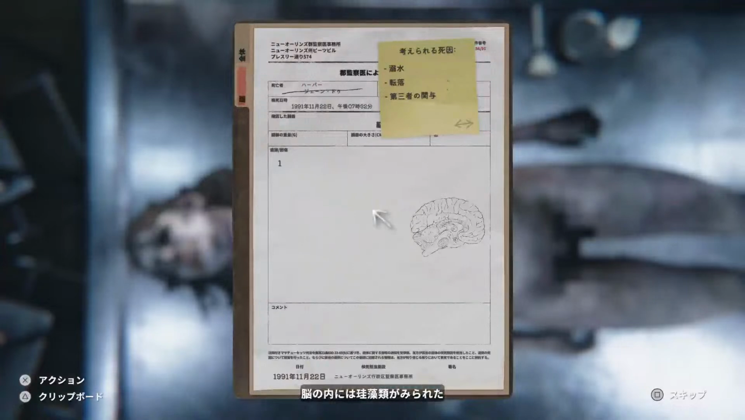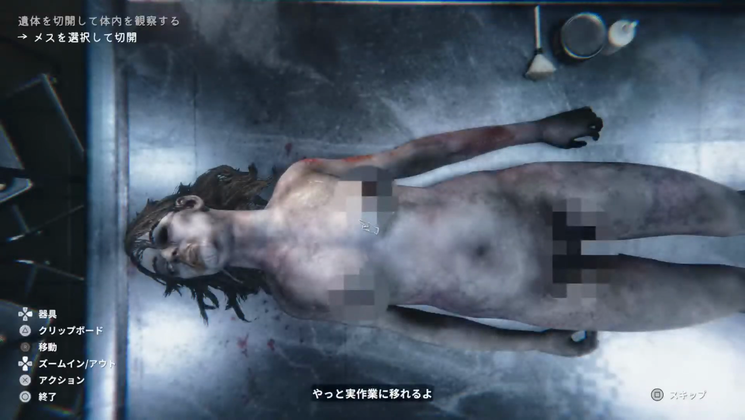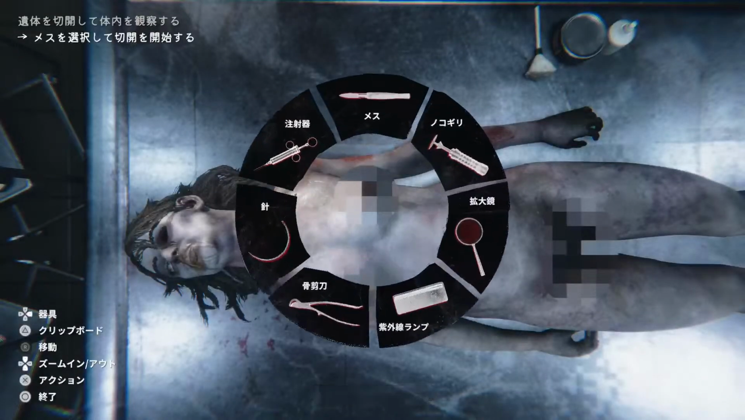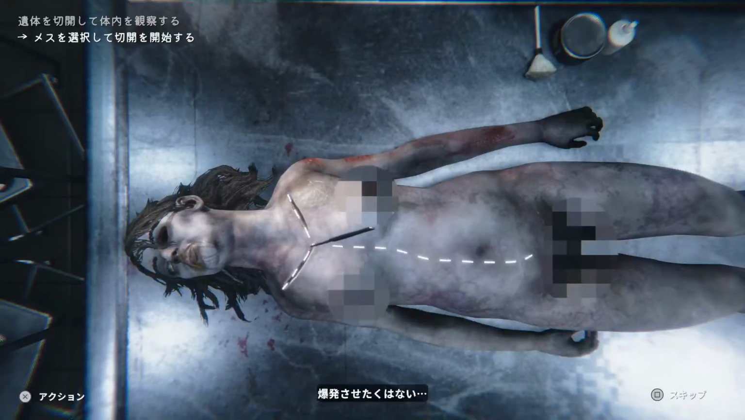Since there were diatoms in the brain, it means that many more of them must have spread, and studies of the rest of the organs will most likely confirm this hypothesis. I can finally get to the practical part. I must be extra careful because the skin of the deceased is very stretched. I wouldn't want an explosion here.